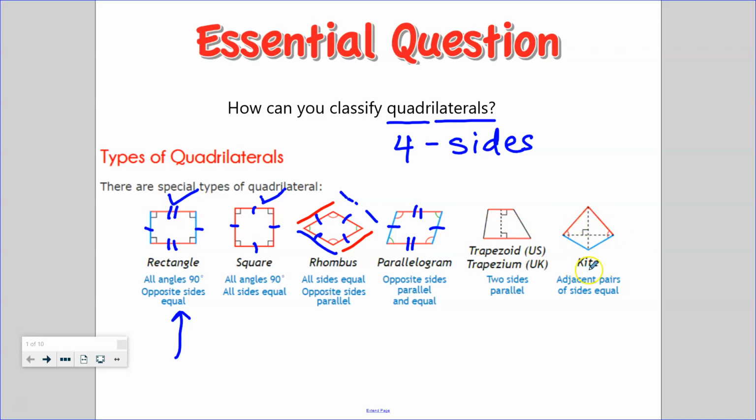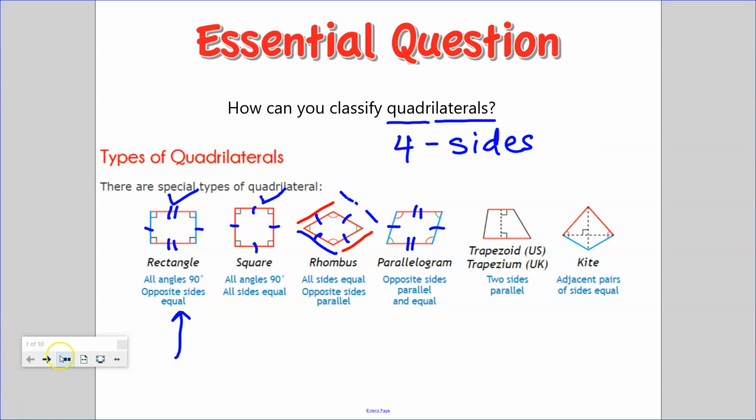And then another term that you may not have seen, a kite. Now, the kite that you're probably remembering would be like this. Well, that's just the upside down version of that, right? And so this is called a kite. Adjacent pairs of sides are equal, right? So these two sides are equal to each other, and then these two sides are equal to each other. Okay.